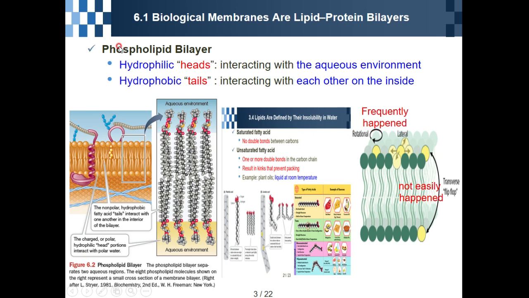Okay, so starting from the phospholipid bilayer. In chapter 3, we covered saturated fatty acids and unsaturated fatty acids. For example, in a saturated fatty acid there is no double bond. However, unsaturated fatty acids have one or more double bonds in the carbon chain, so it results in a kink. They make this kind of structure.